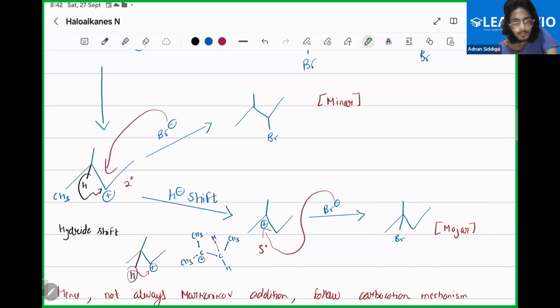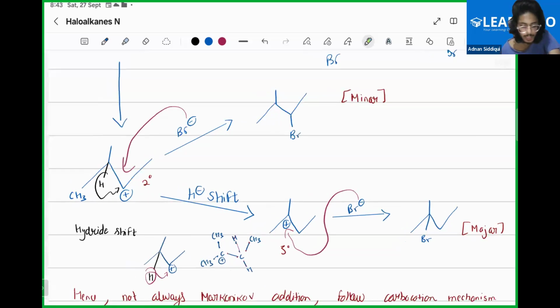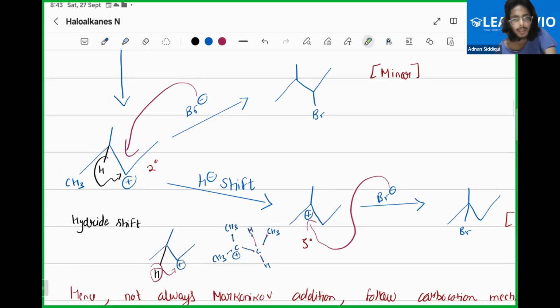Sir, isn't it like resonance? It resembles resonance a bit, but it is not the same. You are saying we have just transferred the positive charge from one place to another, the way we did in resonance. It is similar to that, but not the same. Resonance is specified when we are talking in terms of delocalization of charges, but here we are shifting the hydride. You can relate it with resonance as well.